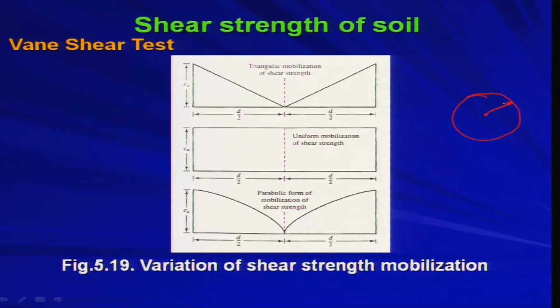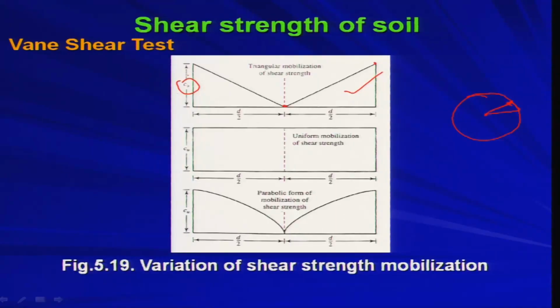Now, based on that you are getting three different types of distribution. One distribution says that you have 0 shear strength mobilization at the center and you are getting maximum mobilization of the shear strength at the periphery. That is given by this distribution, nothing but triangular mobilization of shear strength. At the center you have 0 and at the periphery you have the maximum shear strength, that is Cu. Cu is the maximum, beyond that you cannot go, that is nothing but the shear strength of the soil. So, it varies from 0 to Cu linearly, with the triangular distribution.